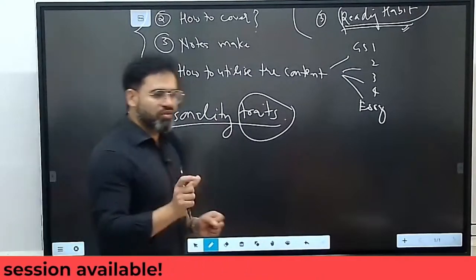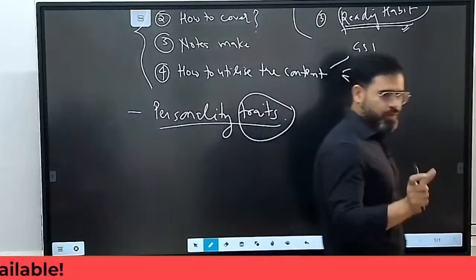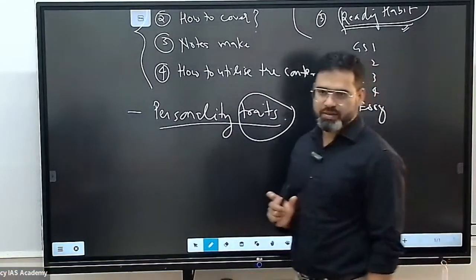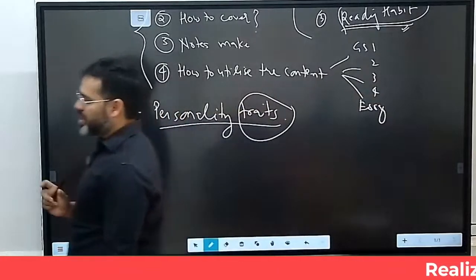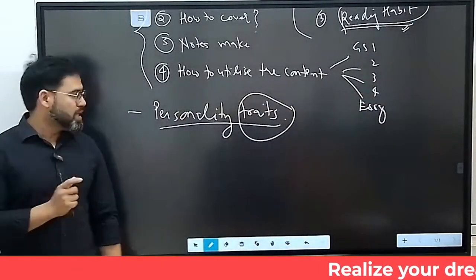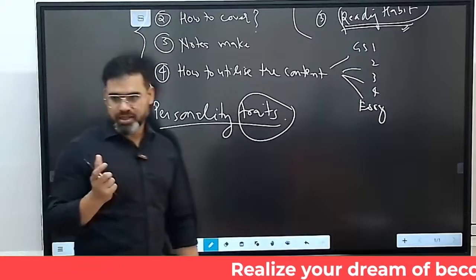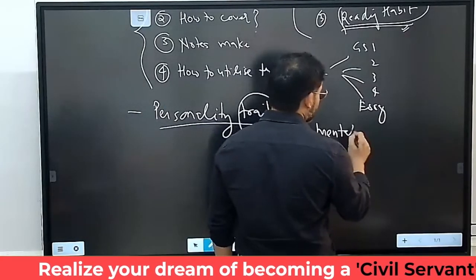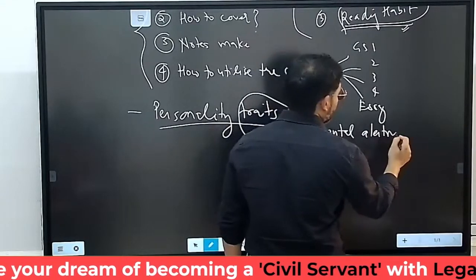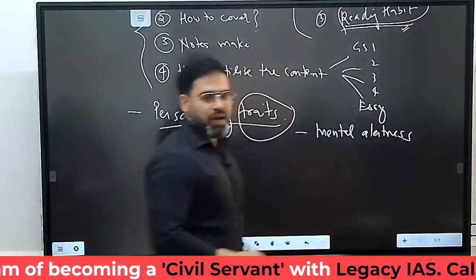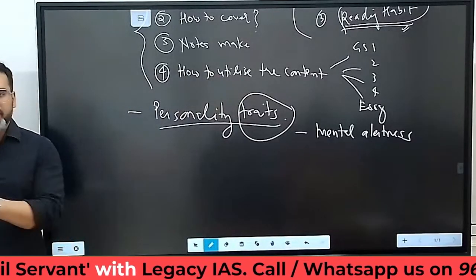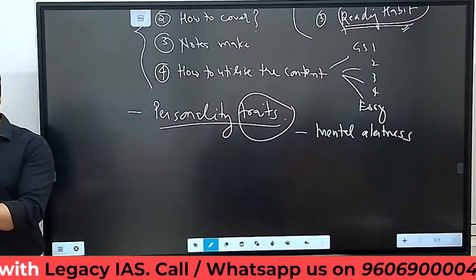Whenever the UPSC notification comes, basically in the month of February, you will see they have given a syllabus for the personality development test. In the personality development test, they have given this: mental alertness. The person should have mental alertness. Correct? Okay, if mental alertness is there, then only you can read the newspaper. Otherwise, it is not possible.